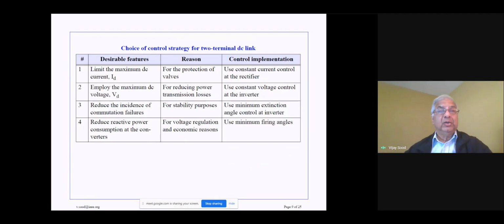The valves have a very low thermal inertia, so we do not want to have too much extra current flowing in the valves. So in order to protect the valves, the maximum DC current must be limited. This suggests a control implementation in which a constant current controller at the rectifier would be the best control mode.